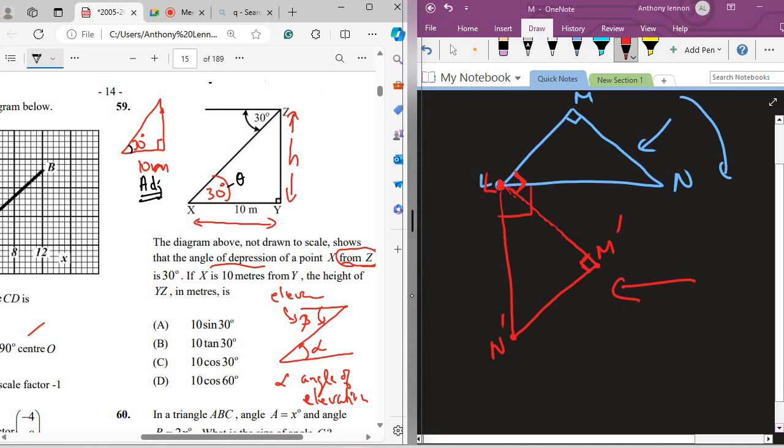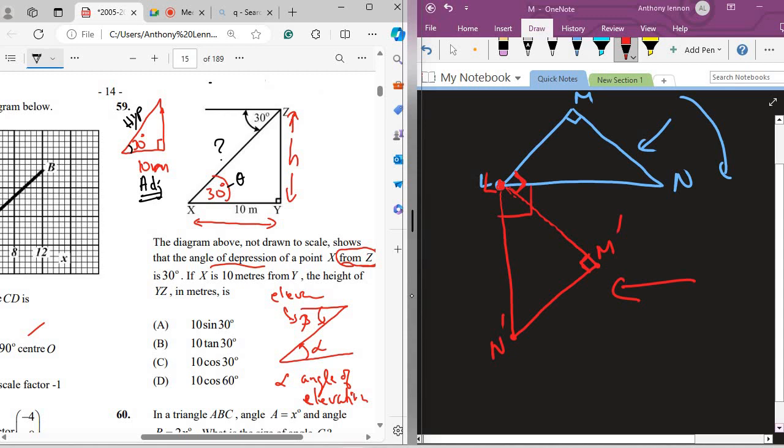Remember, the side that faces the right angle is the hypotenuse, but we're not using that because they didn't ask anything about it. They didn't give us the measurement for the hypotenuse. They did not give us this measurement, neither did they ask us to find it. So we're not dealing with the hypotenuse. If the hypotenuse is out, which options are we going to remove?